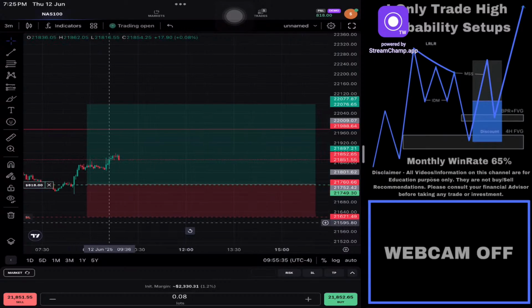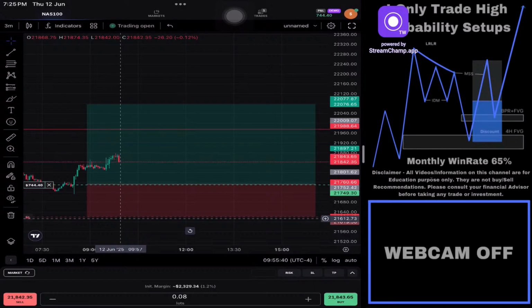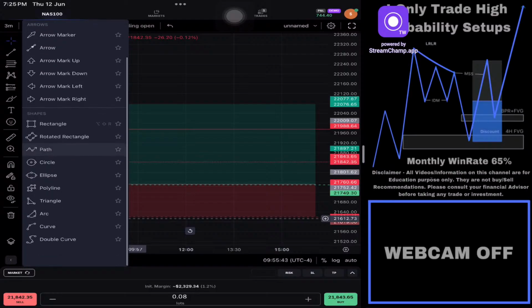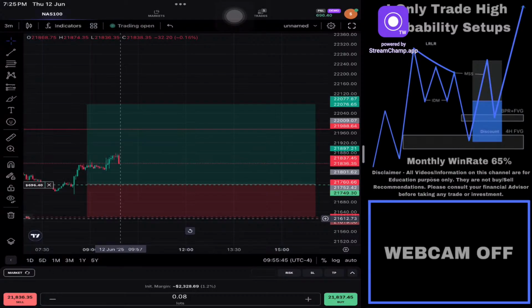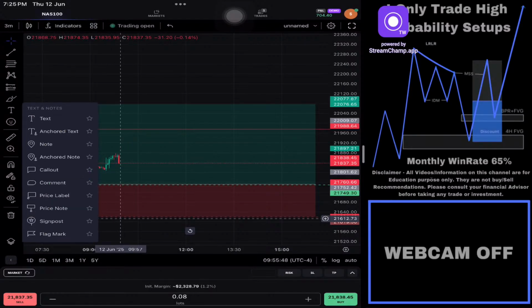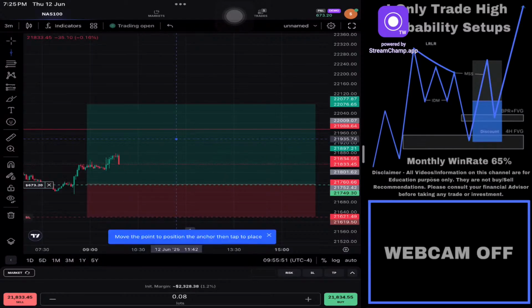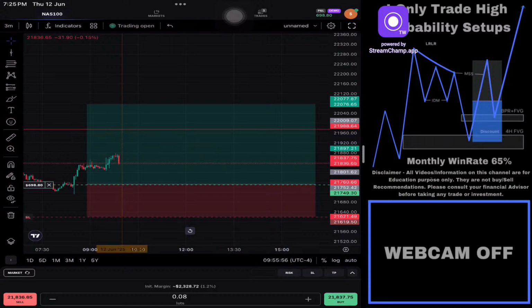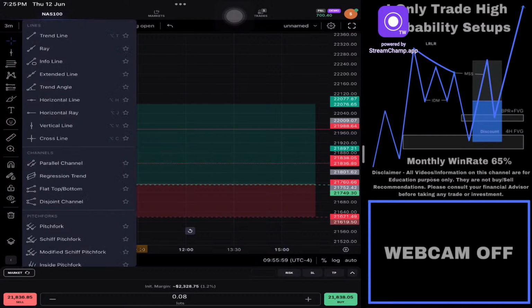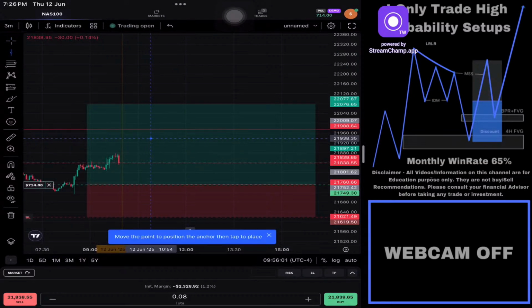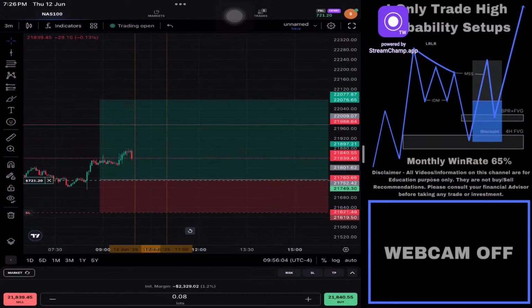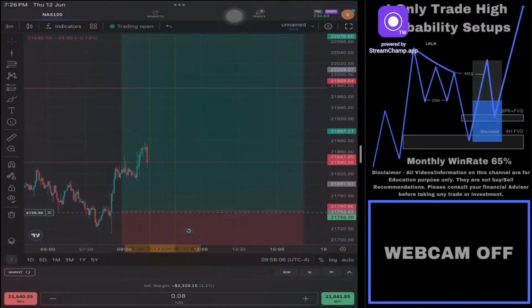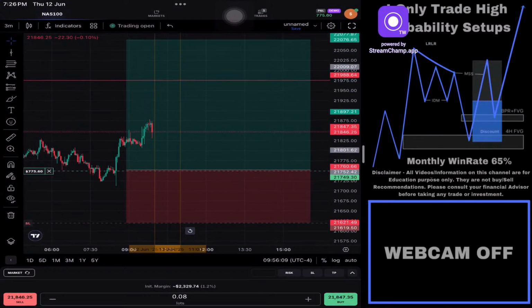So 5 minutes are pending to open the New York session. Let's mark the New York silver bullet window, 10 a.m. to 11 a.m. My view is the upside. I will make one more position on the upside if I get the displacement.